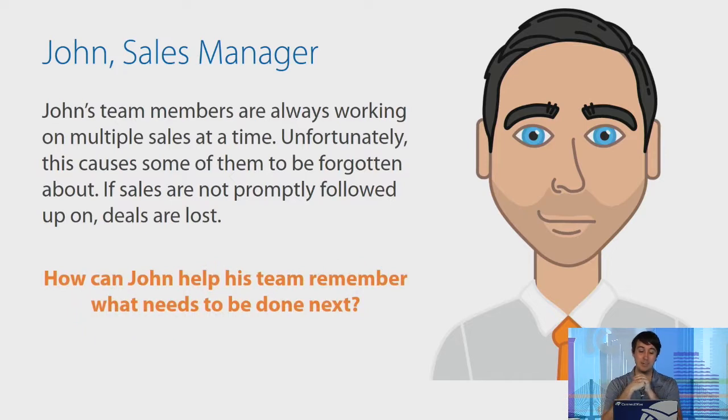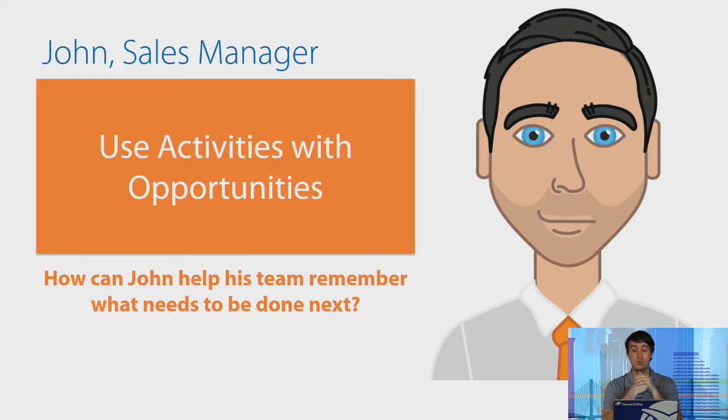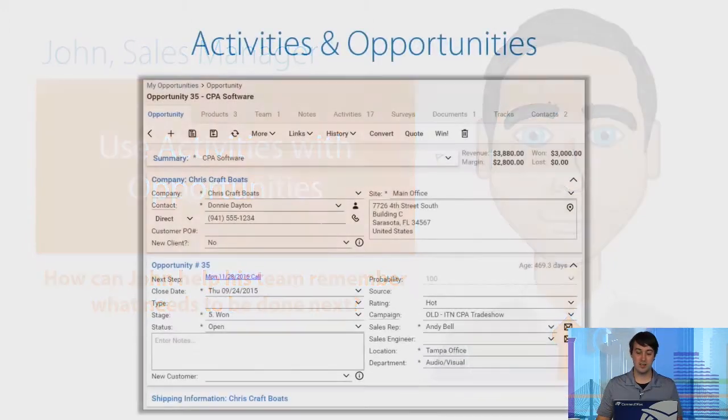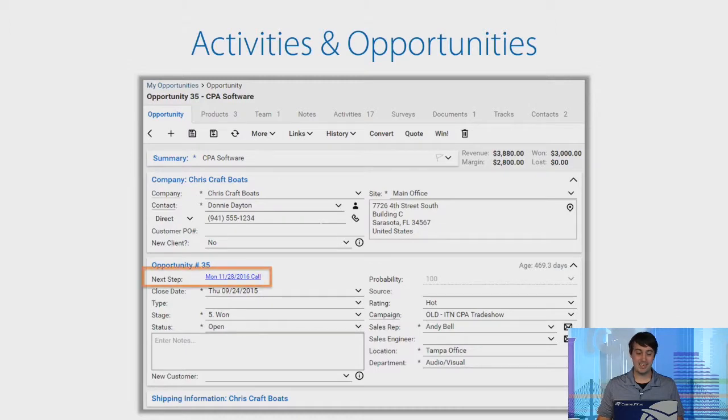How can John help his team to remember what needs to be done next? This is something I mentioned earlier on as well. We're going to use those activities in conjunction with our opportunities. When we were looking at our opportunity earlier, and I said there was a red flag on there, the first one I mentioned was that our opportunity did not have an activity associated with it. And if you remember that screenshot from earlier, it was a literal red flag. The next step icon wasn't nice and blue like it is right now. It was highlighted in red, letting me know that there was a problem.